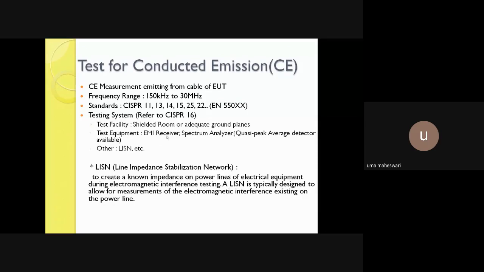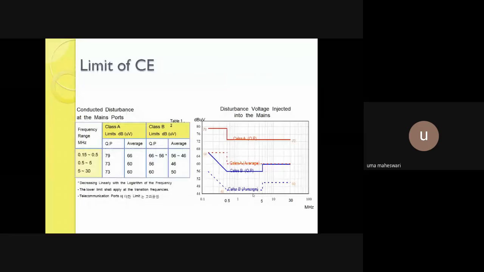Test equipment are EMI receiver. These are all the measurement tools: EMI receiver, spectrum analyzer, and others, LISN. LISN is a line impedance stabilization network. It's a transducer typically designed to allow for measurements of electromagnetic interference existing in the power line. So these are the limitations of the CE.